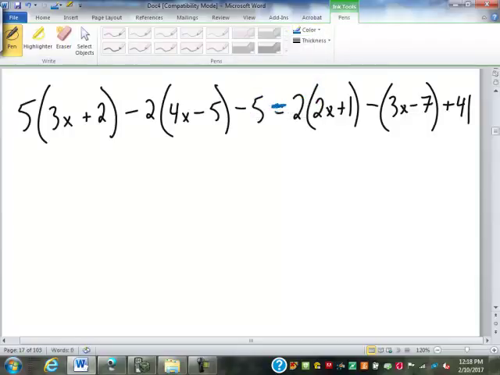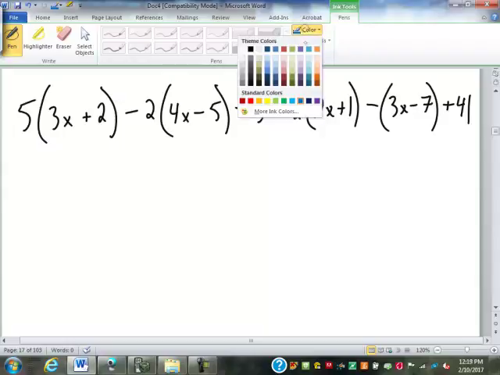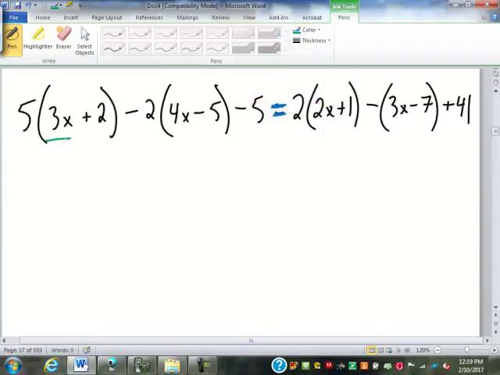Now, as I said before, when we're simplifying, we can work on one side of the equal sign at once, and then we can go to the other side. So we're going to do everything that we can on the left side here to simplify this first. So we see the parentheses. Nothing to do in this parentheses, so we're going to multiply by 5. I know we only got a couple minutes left, so I'm going to move through this one pretty quick. So 5 times 3x is 15x. 5 times 2 is 10.